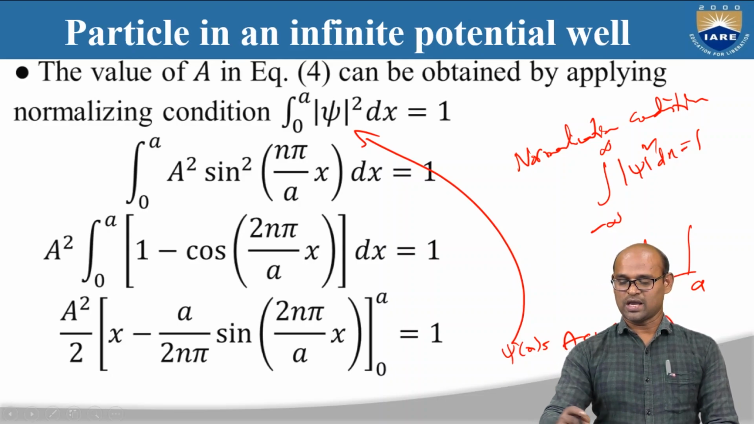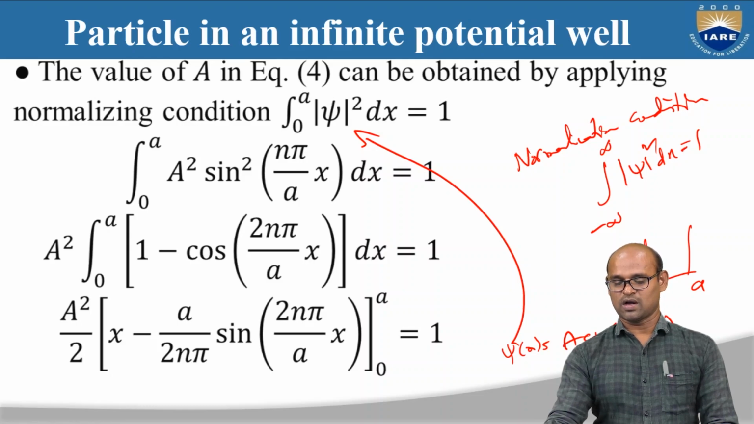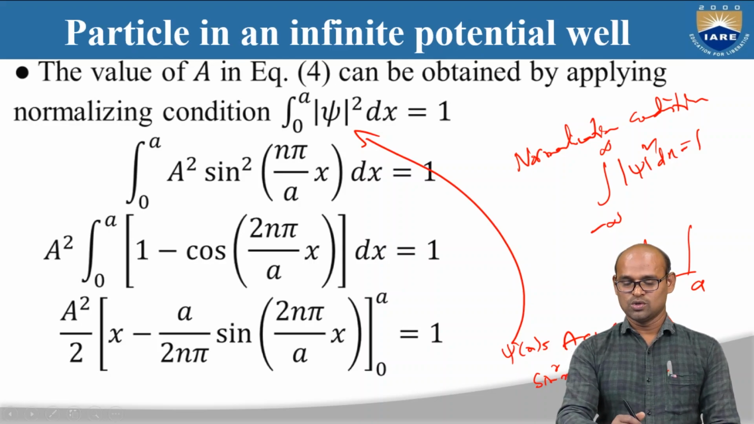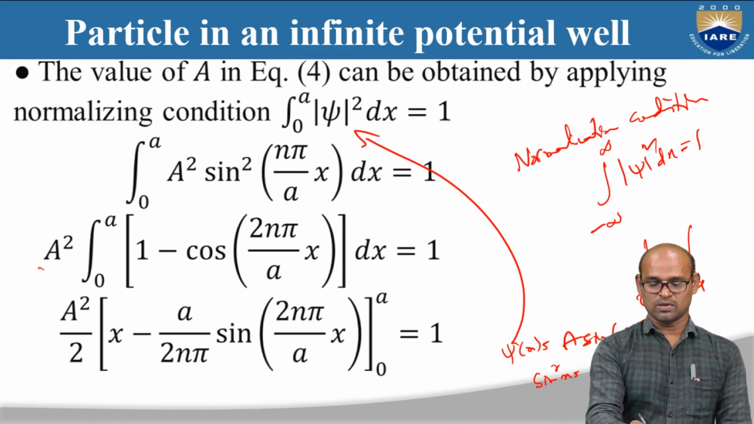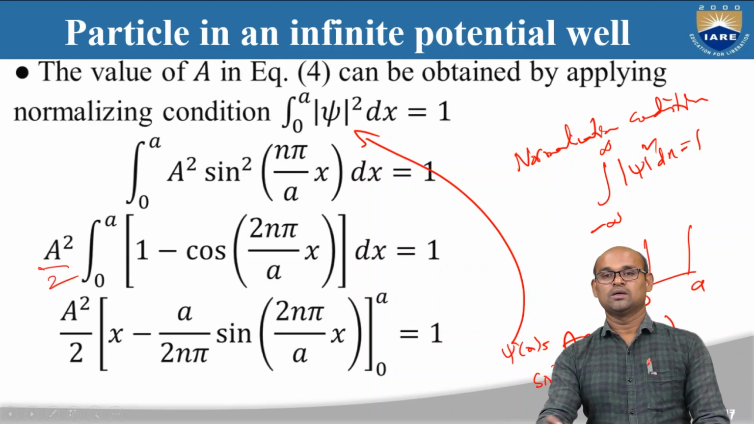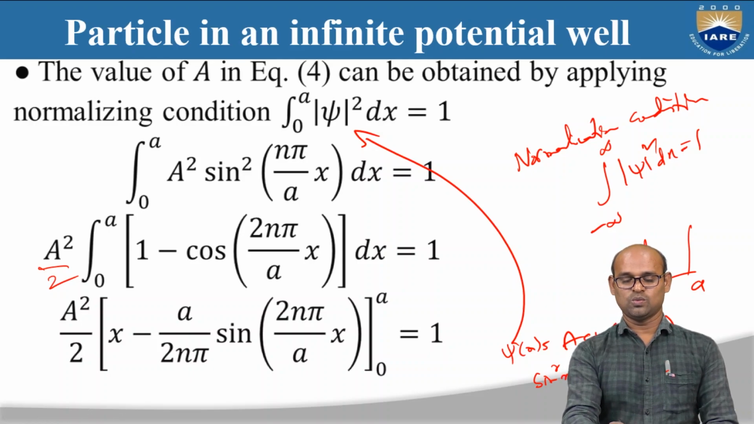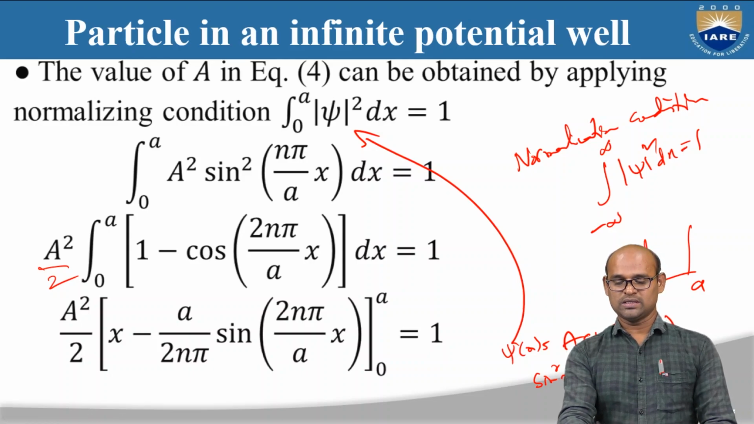Now this sine square we are going to write in terms of cos 2x. So sin²x is equal to (1 − cos 2x)/2. Here x is nπx/a, so (1 − cos(2nπx/a))/2. There is a 2 in the denominator, so A² by 2 into the integral from 0 to a of (1 − cos(2nπx/a)) dx is equal to 1.